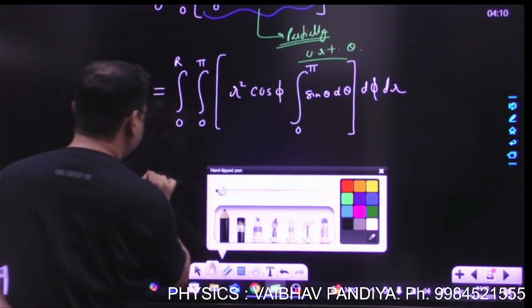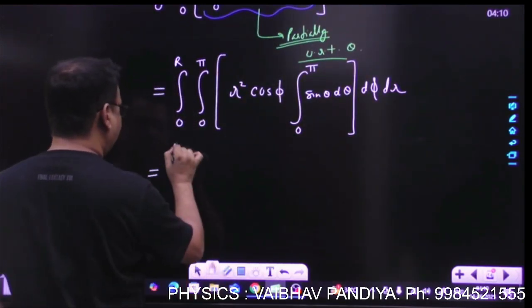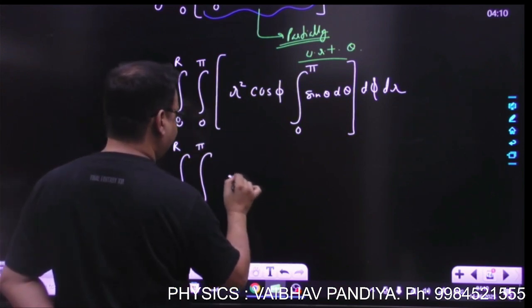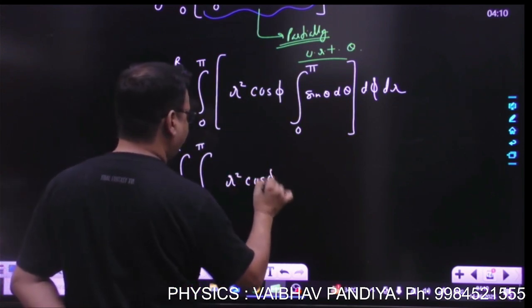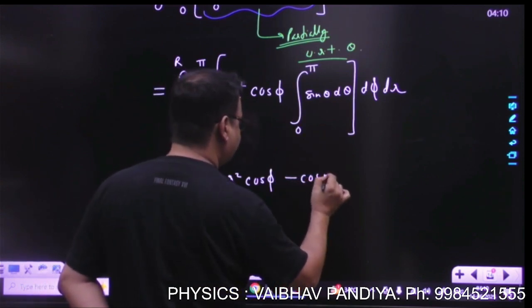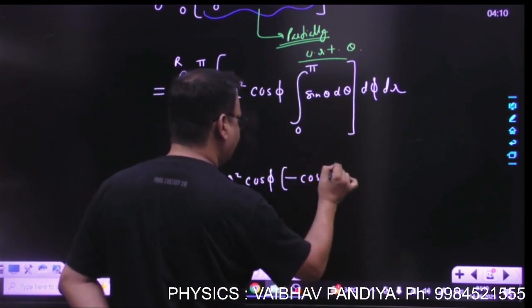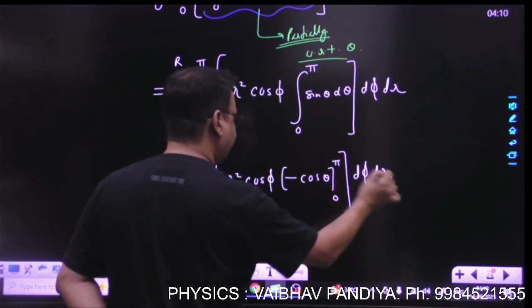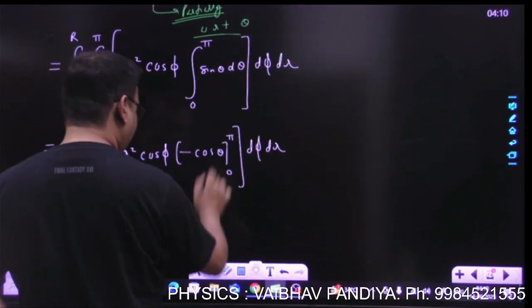So it will come to be 0 to r, 0 to pi. Now what is left is r square cos phi, and the integral of sin theta minus cos theta within the limit 0 to pi, and what is left is d phi dr. Okay, now you solve it.